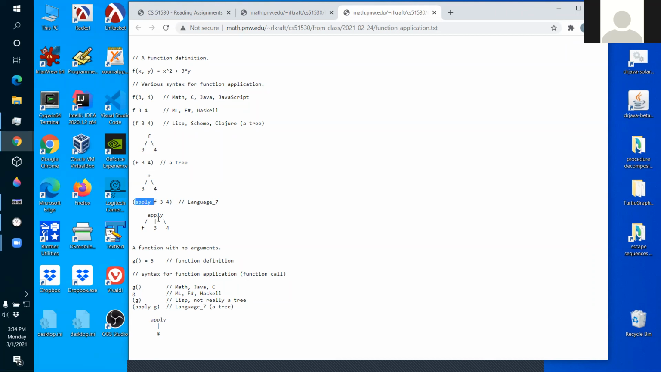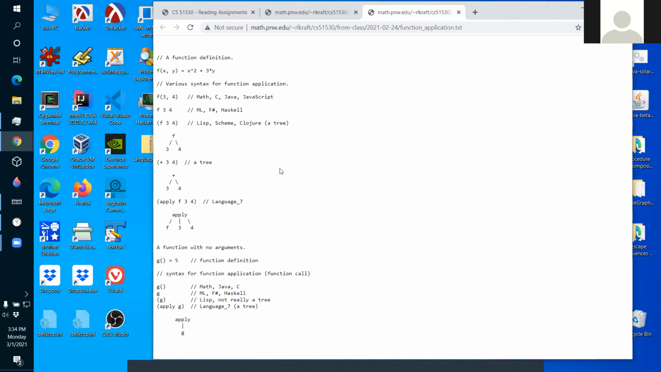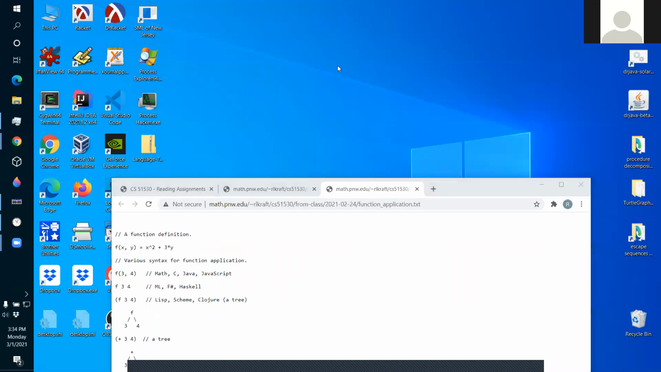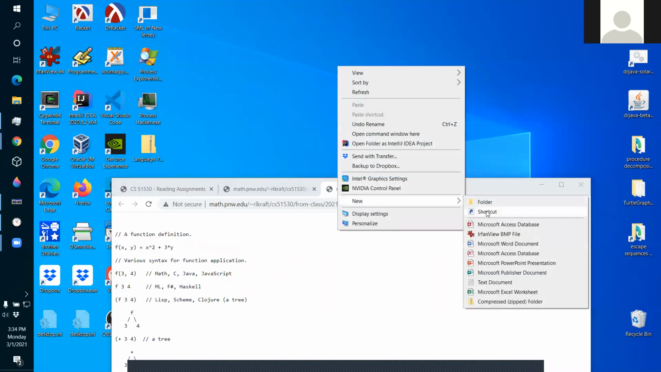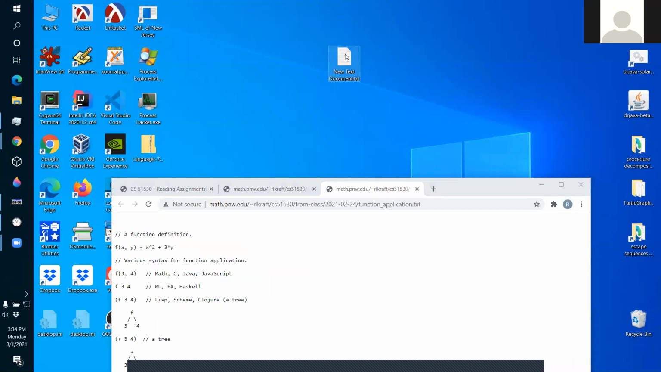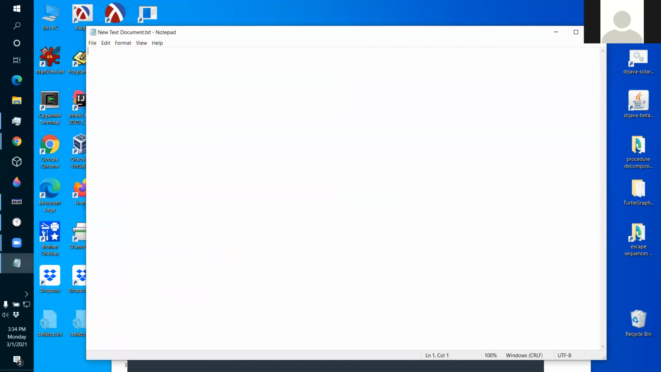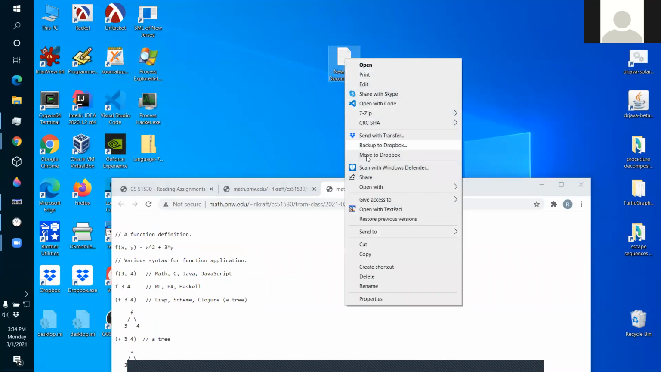Remember we needed this apply to make it a tree, to create a proper tree structure. Oh, actually, I wanted to show you another reason why we use the apply. Let me show you real quick. Let's go back over that. Our language is a language of trees, so we need things to be trees.